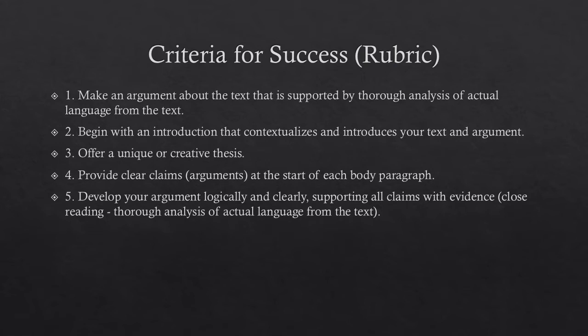So number 1, make an argument about the text that is supported by thorough analysis of actual language from the text. This is like a summary of the whole thing I'm wanting you to do. There are 2 key components to the paper. You need to have a thesis, an original argument you're making, your opinion about what the text means. For our class, I have questions on Canvas, so answering that question clearly and fully can be your argument. You can turn that into a thesis.